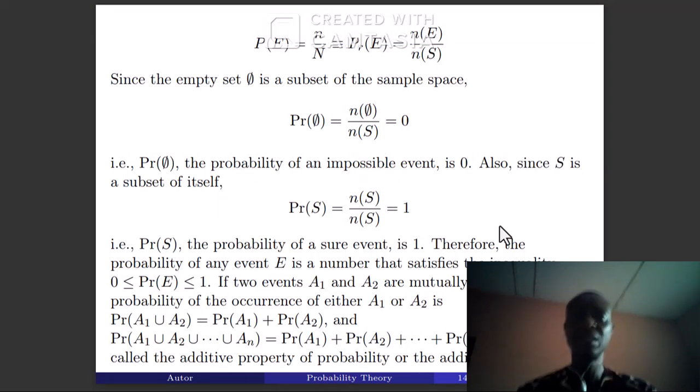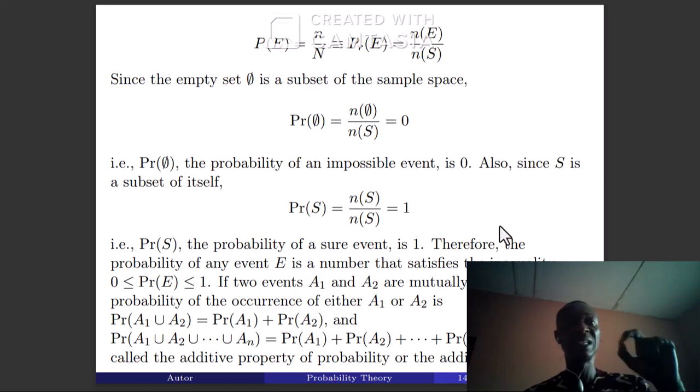Now, since the empty set is a subset of the sample space, as we discussed, the empty set is a subset of every set. So if there is a probability of July 35th, that is 0. So the probability of an empty set gives you 0, while the probability of a sure event is 1. So that is why the probability value is always between 0 and 1.